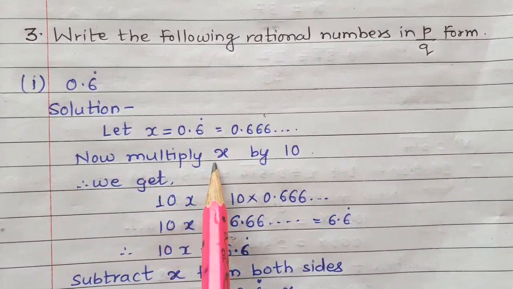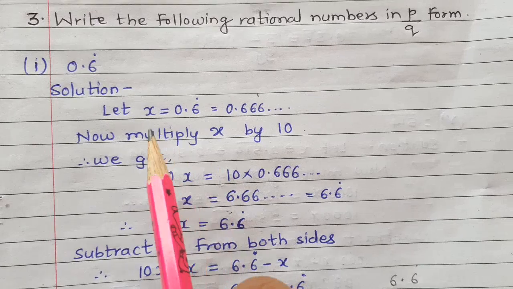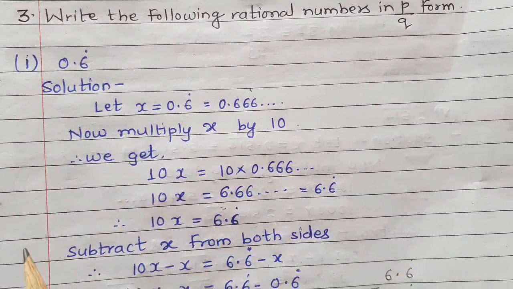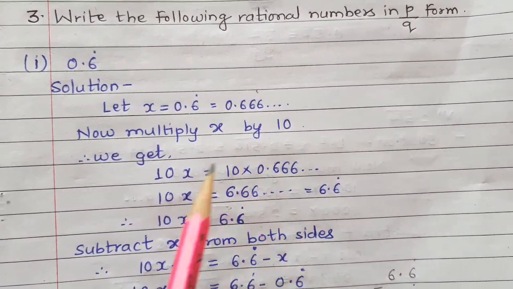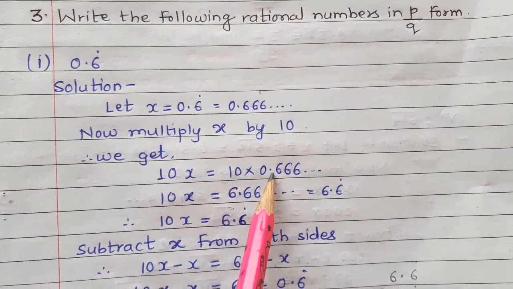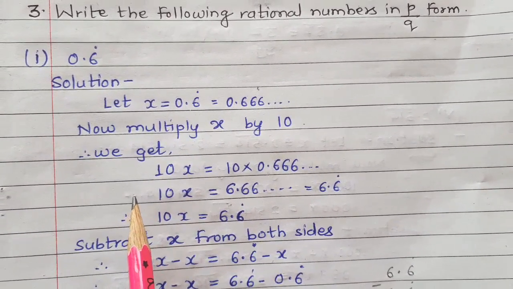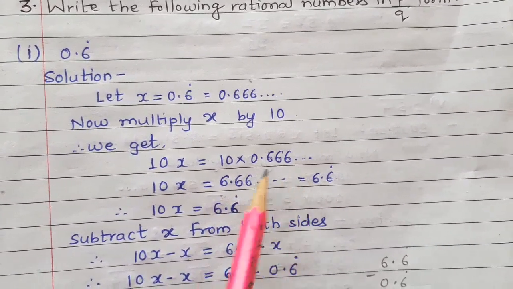Now multiply x by 10. We get 10 multiplied by x is equal to what? 0.666 dash dash dash. If we multiply 0.666 by 10, then shift this decimal point towards the right by one digit. So then we are having 10 multiplied by x is equal to 6.666 dash dash dash.